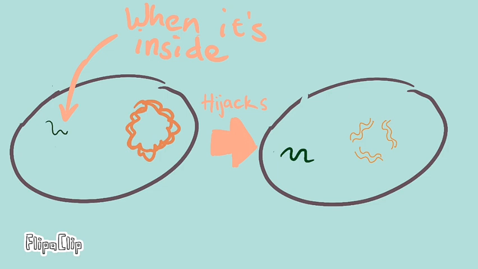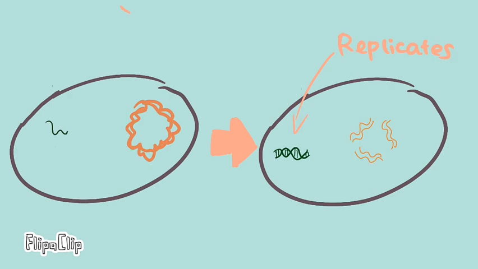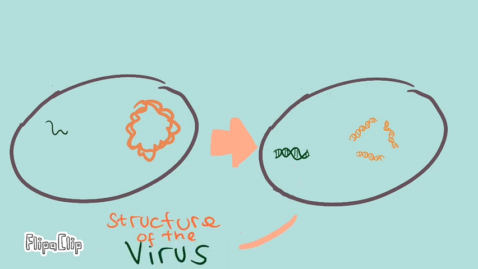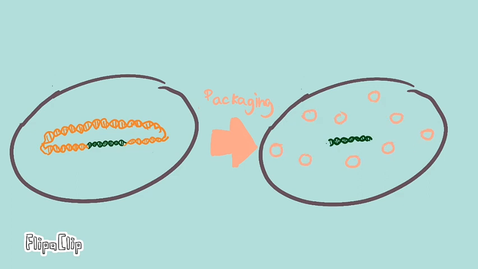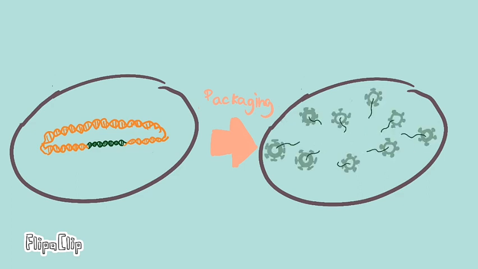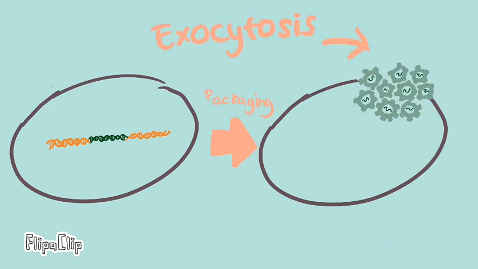Once the virus is inside the cell, it will hijack the machinery system and take over the cell to make the replication process possible. Moving on, after the viral genome is inside the cell, the host cell will replicate the viral genome and also transcribe the viral genome into viral proteins which form the structures of the virus. When the components of the virus are ready, they are assembled or packaged together, forming new viruses which are released from the cell through a process called exocytosis.